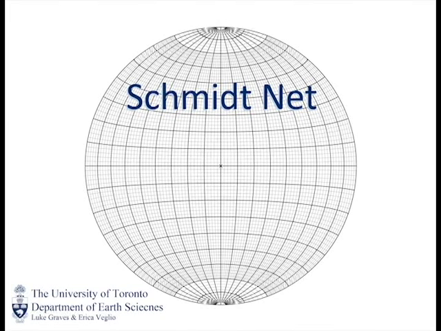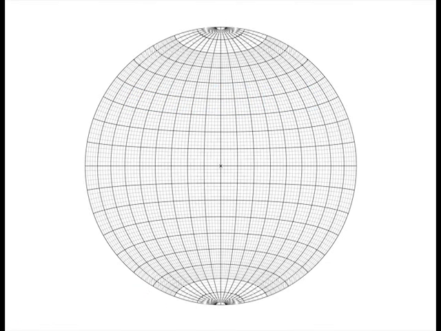This video will show how to plot strike, dip, and trend plunge pairs on Schmidt nets. Here we see the Schmidt net, or equal area net. First we place a transparency on top. Trace the circle and mark the top point as north.